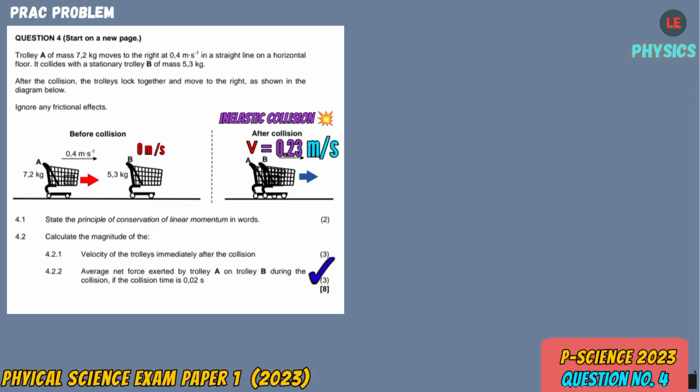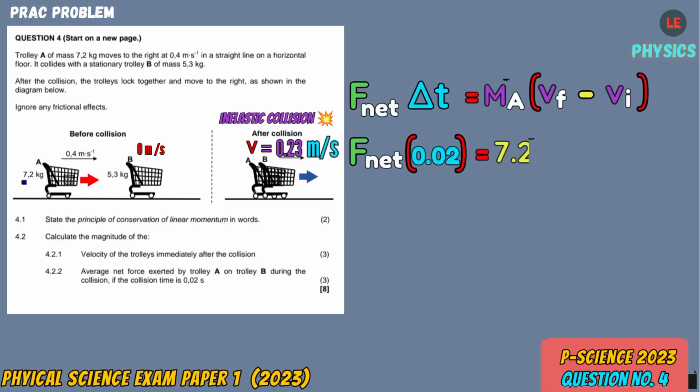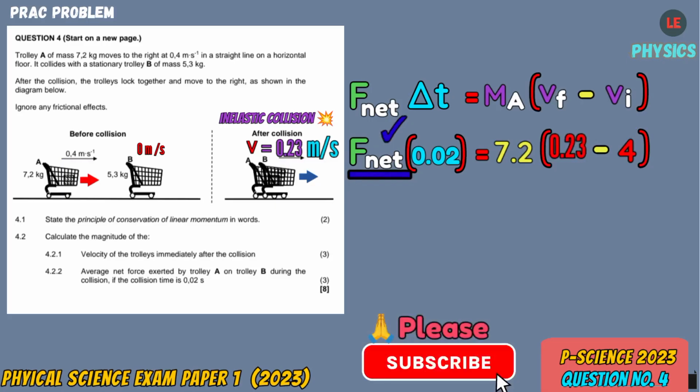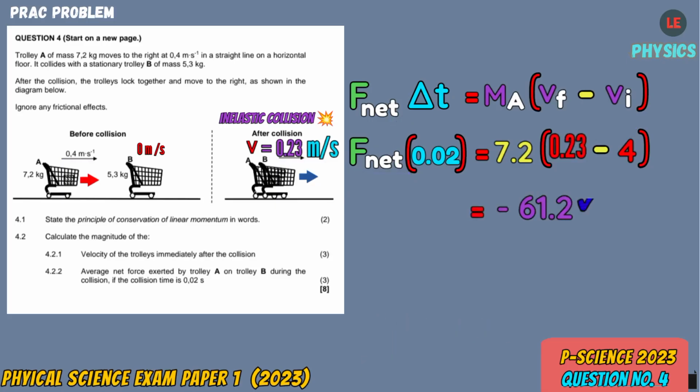On the following question, we are instructed to calculate the force exerted by this trolley on trolley B if the collision time is 0.2 seconds. We apply the impulse formula. On the impulse formula, we put time here, the mass of this trolley here, initial velocity here, and final velocity here. Only the force is unknown in this substitution. So, we get negative 61.2. That is an absolute 61.2 newtons. That is the force exerted by this trolley on trolley B during the collision moment.